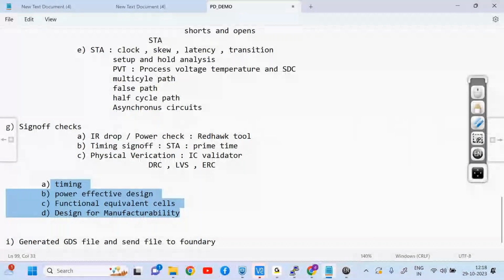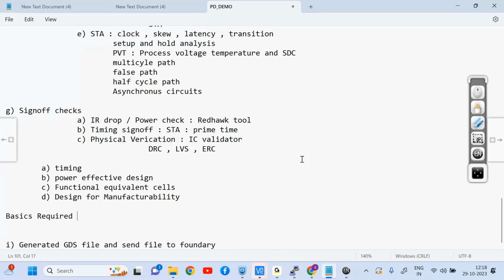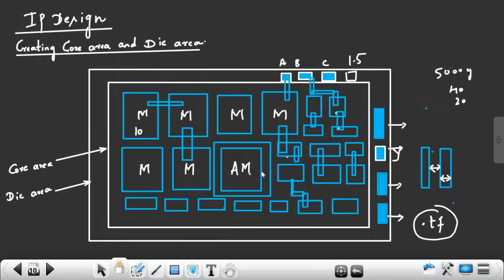Now, what are the basics required? No, we are not going to do full chip level design. We are going to do only block level design. We will do only port placement, not IO placement.